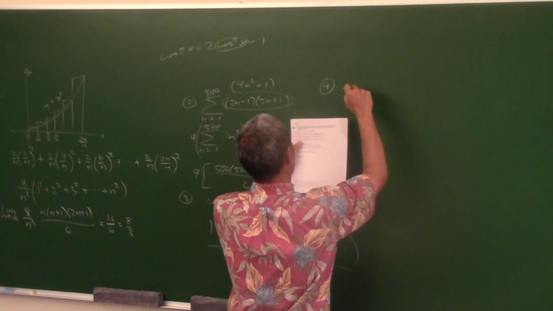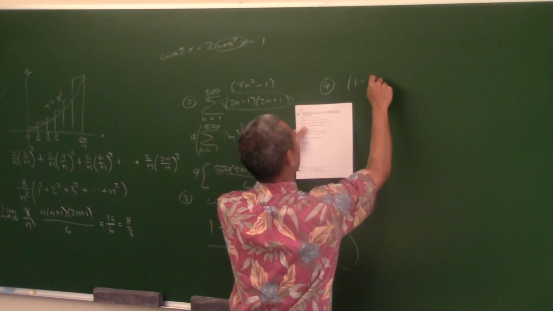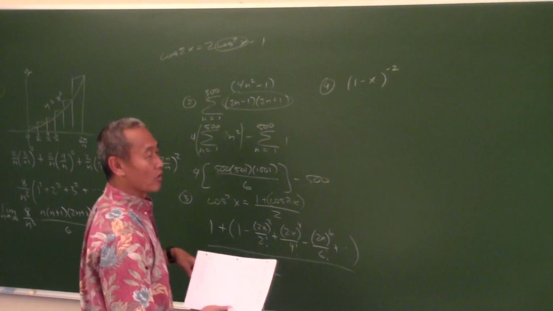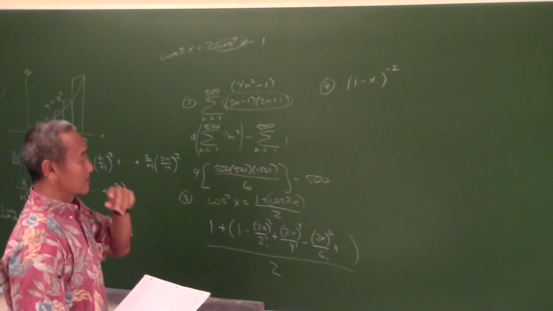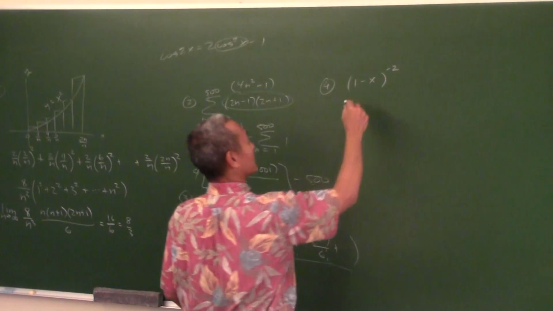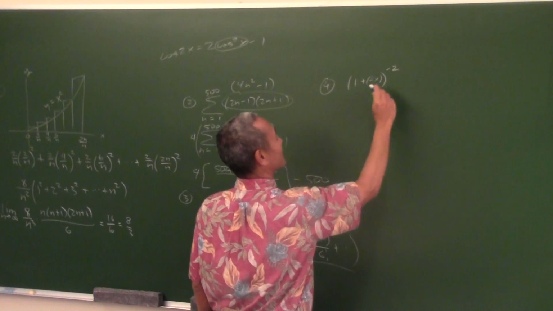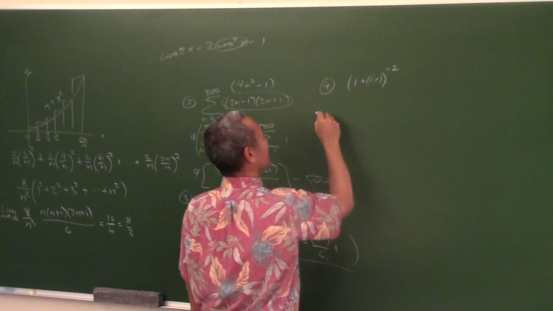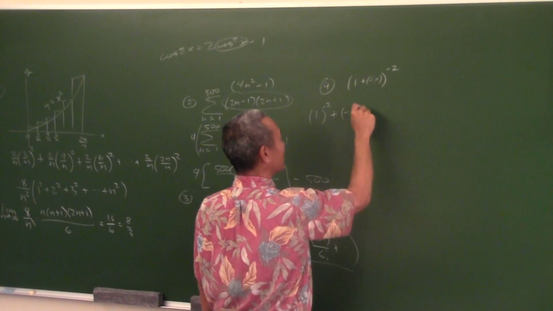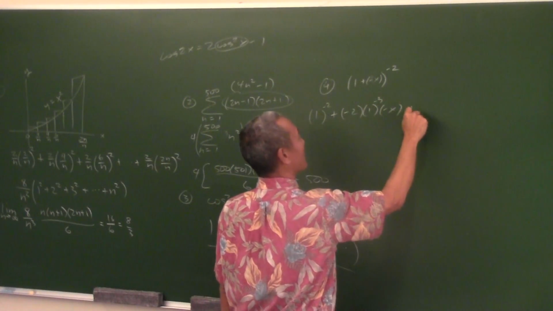Okay, number 4. Write the first 5 terms of the power series of 1 minus x to the negative 2. Now this one you can either do long division or binomial theorem, but since we're going to use the binomial theorem on the test, let's practice the binomial theorem. So this is like 1 plus negative x to the negative 2. So a plus b to the n. So a to the n plus n a to the n minus 1 b. The power of a goes down by 1, the power of b goes up by 1.